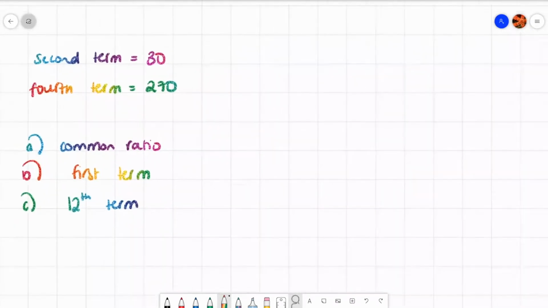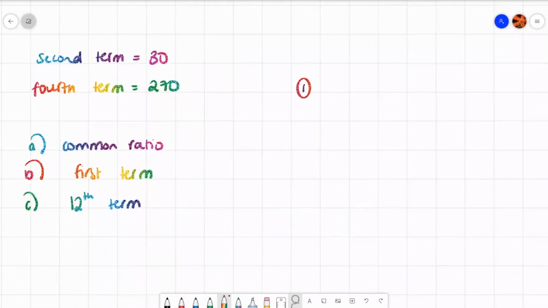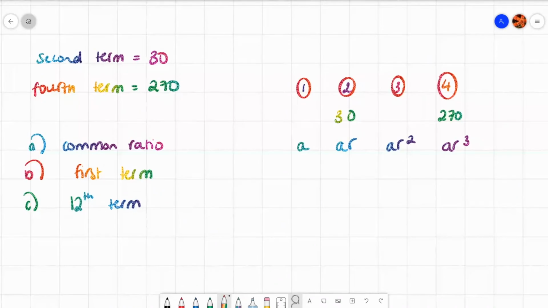Okay, so again, I would start by writing 1, 2, 3, and 4. I know my second term is 30 and my fourth term is 270. So I know my first term would be A, my second term would be A times my ratio, then AR squared, then AR cubed. I know it's geometric, so to get from one number to the next, I have to either times or divide. So to work out what I times one thing by to get the other thing, I have to divide. So I'm going to do 270 divided by 30, which is exactly the same as AR cubed divided by AR.